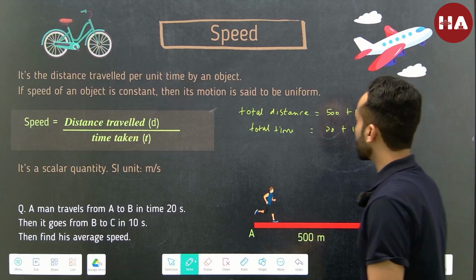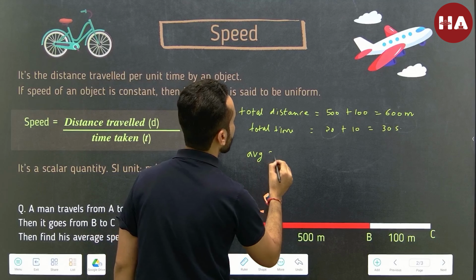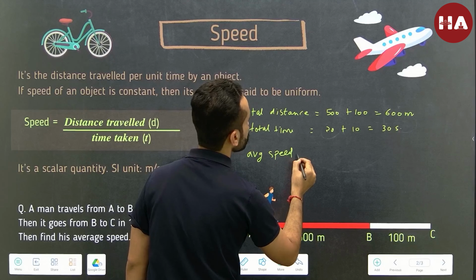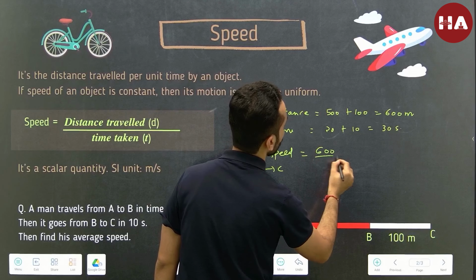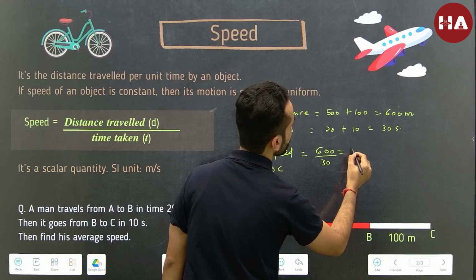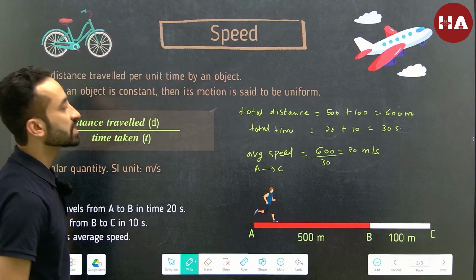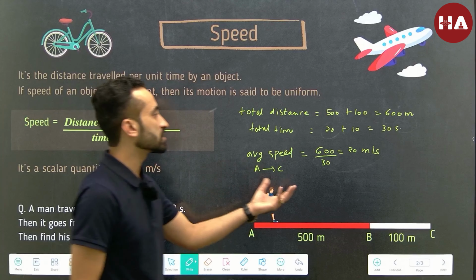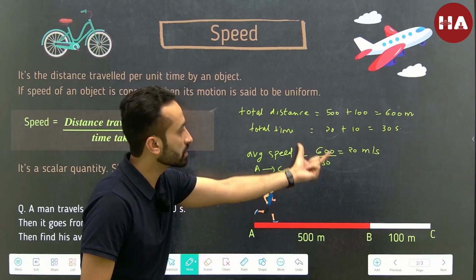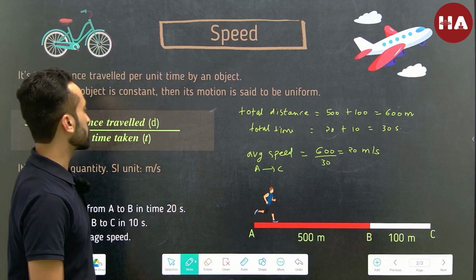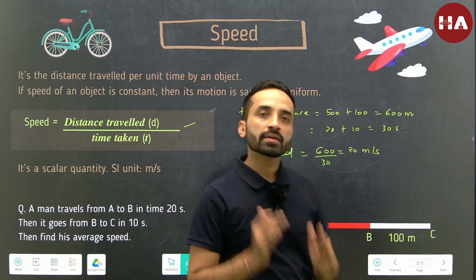So we have the total distance, we have the total time, and for the average speed, mind you, it is the average speed from A to C, so it is going to be 600 over 30, that is going to be 20 meter per second. So average speed is the total distance divided by the total time. I've plugged in the value of total distance and the total time. So what is the formula for average speed? Total distance divided by the total time.